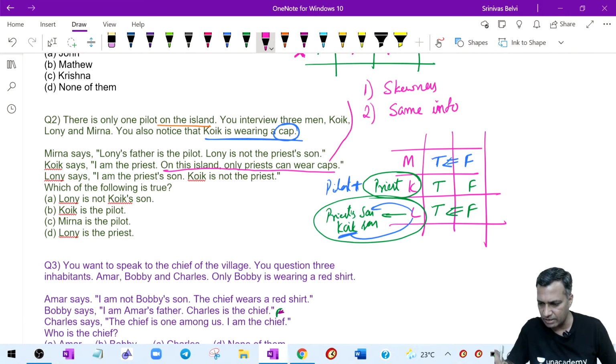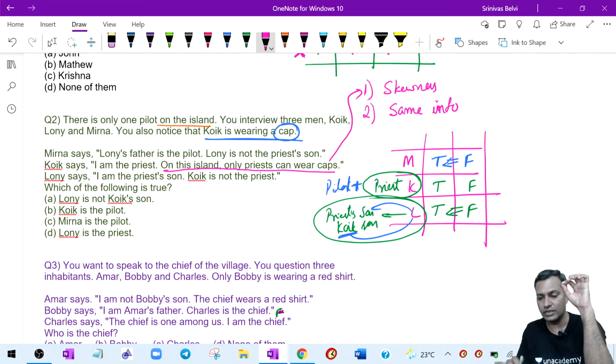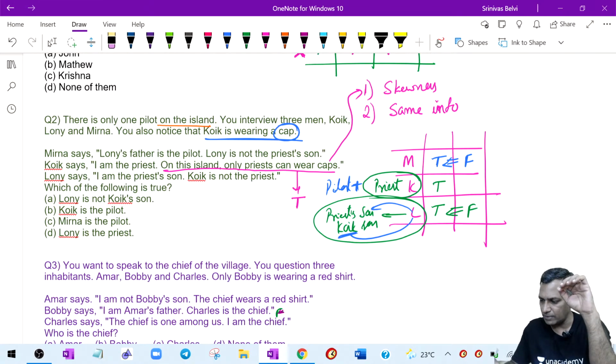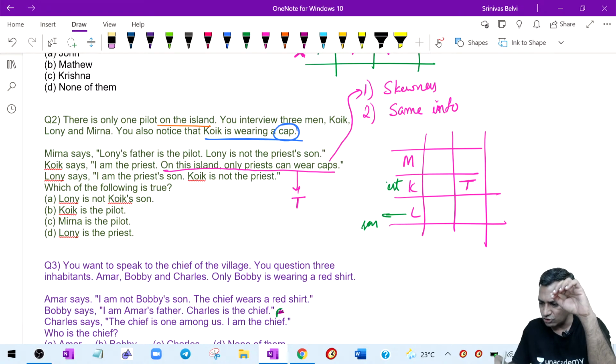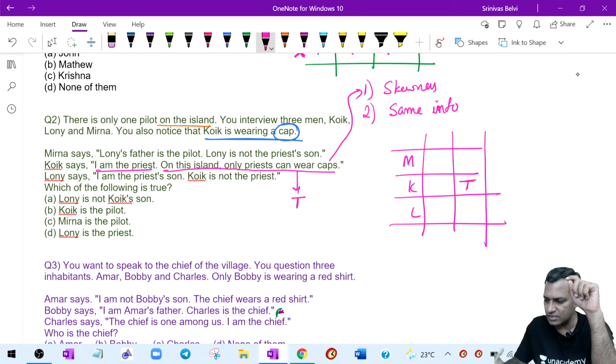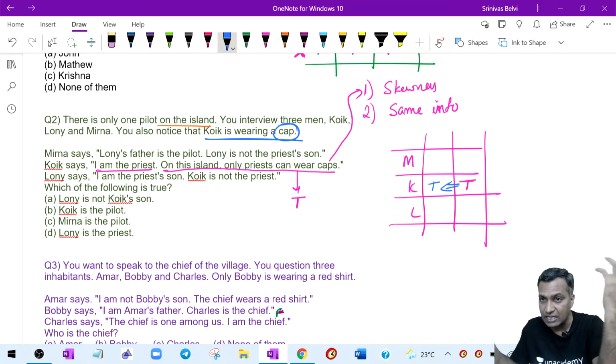Right, this is the statement which is a bit skewed. What is that? On this island only priests can wear caps. If I assume this to be true, or let Coix's second statement be true, I'm coming here. So let me go back. If I assume that Coix's second statement is true, then naturally Coix's first statement becomes true, because I cannot prove it wrong.